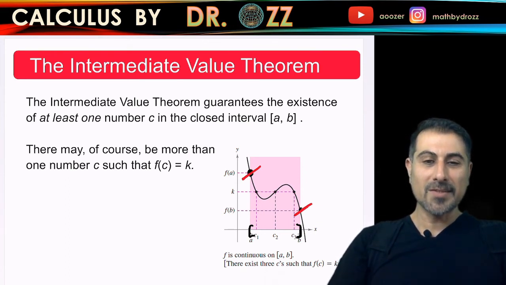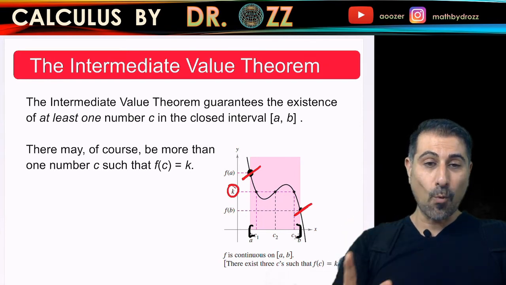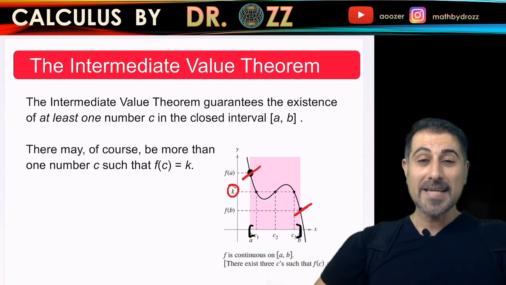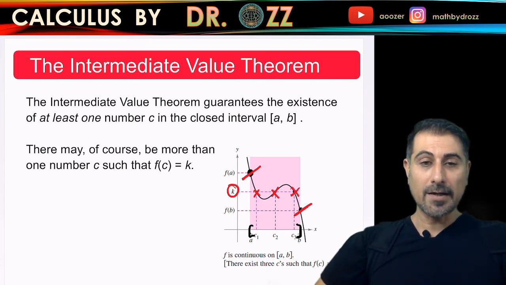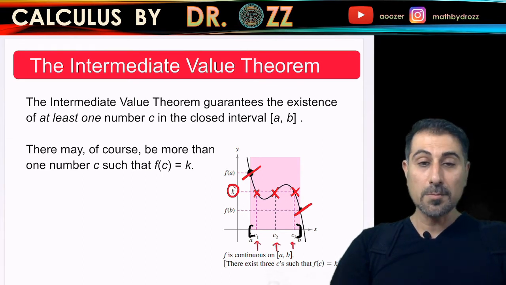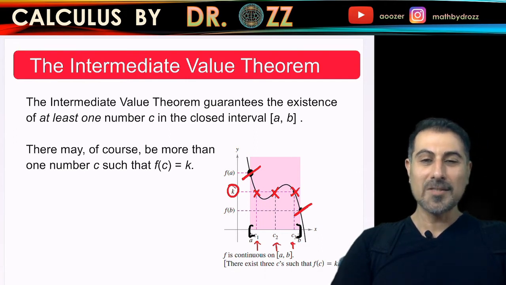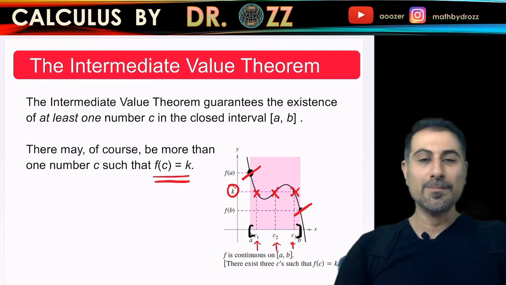So this theorem guarantees that if there is an intermediate value k, it must be achieved at least once in the interval a and b. And in this particular case, k is achieved three times. One is here, another one is here, and another one is here. And there are three different points, c1, c2, and c3, in the closed interval a and b, so that f of c is equal to the intermediate value.